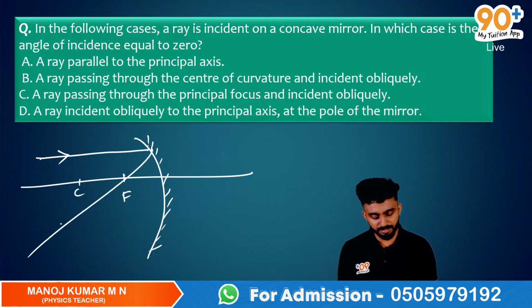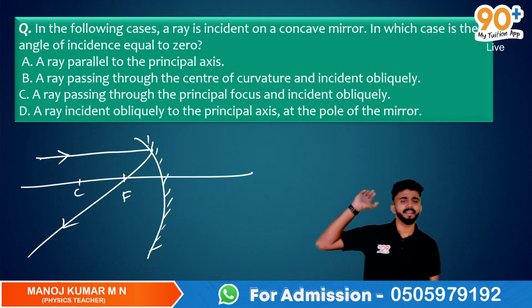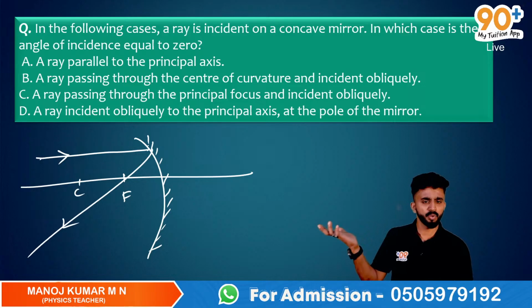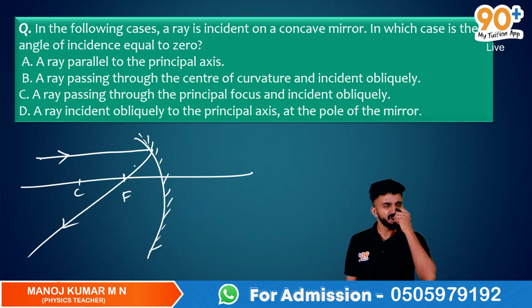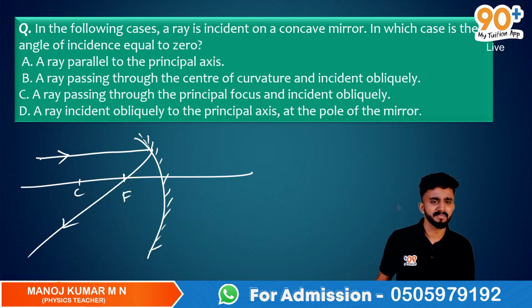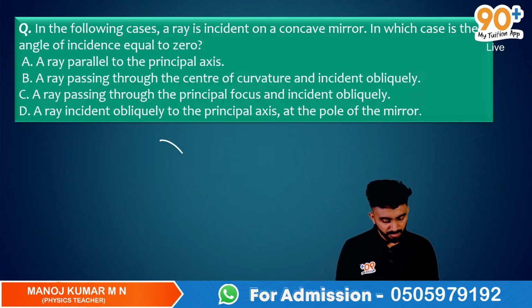It will go like this. Will we have the angle of incidence 0 over there? No, right? Over here, if you are considering a surface, the angle of incidence will not be 0 over there, right? Isn't it? Now, second case, a ray passing through the center of curvature and incident obliquely.